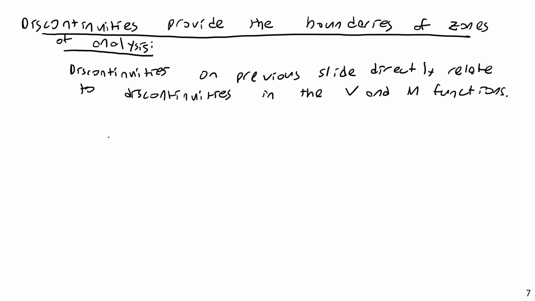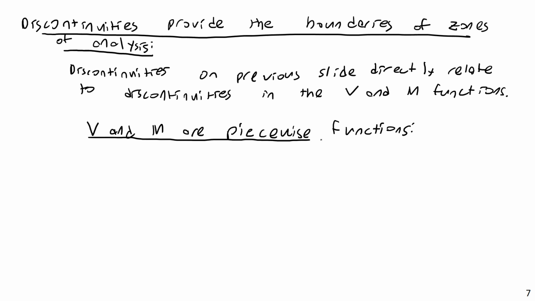And so basically, because your V and M are going to have discontinuities, your V and M are piecewise functions. Your V and M fundamentally are going to be piecewise functions. And what do I mean by that? Well, let's say we had a beam that maybe looked something like this.